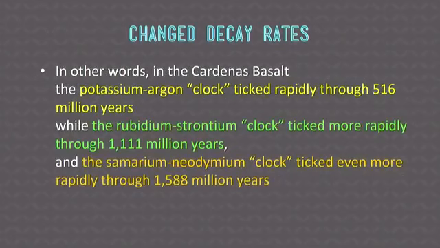Well, it's simple. In the Cardenas basalt, the potassium-argon clock ticked through 516 million years from when the rock formed to the present time, while at the same time the rubidium-strontium clock ticked more rapidly through 1,111 million years, and the samarium-neodymium clock ticked even more rapidly through 1,588 million years. Now, remember, those ages are based on assuming the present decay rate. So what I'm saying is we have demonstrated that the decay rates measured today were different in the past. They were faster in the past.